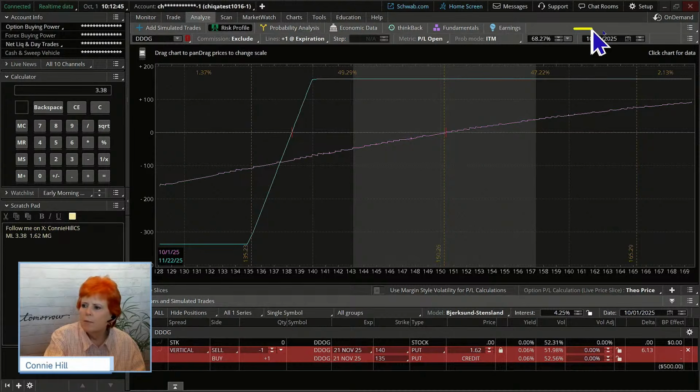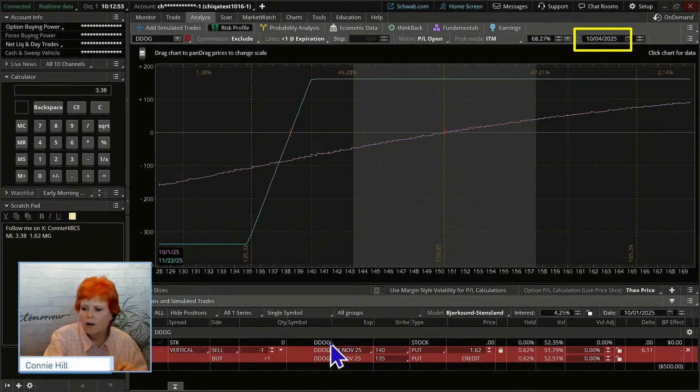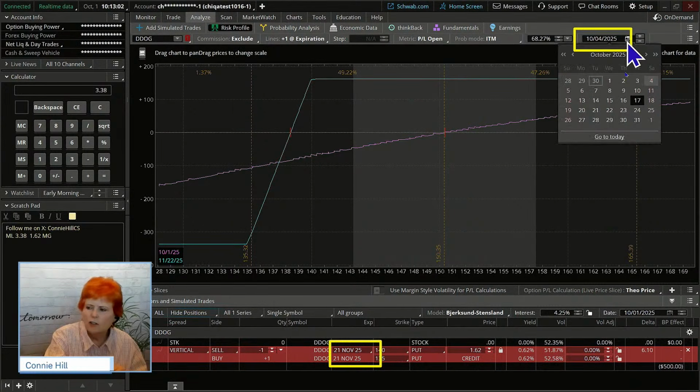Up here in this upper right-hand corner, there's a date that says October 4th. In reality, we want that to reflect our options expiration date. That's going to be November 21. So we're going to go change the date here. We're going to click on the little calendar there. We're going to nudge over to November. We're going to come down here, and what you want to do is pick the Saturday after the options expiration.